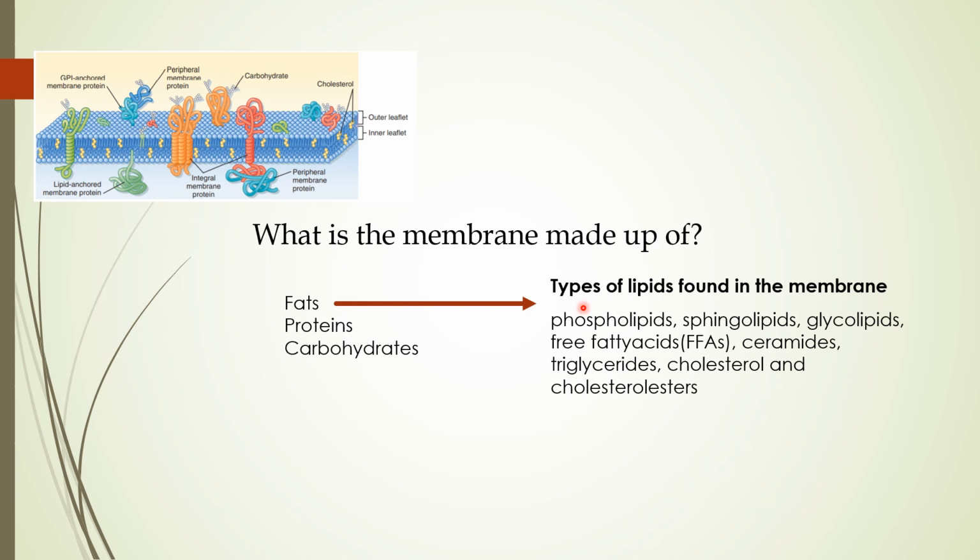This is basically made up of three things: fats, protein and carbohydrate. The types of lipids are phospholipids, sphingolipids, glycolipids, free fatty acids, ceramides, triglycerides, cholesterols and cholesterol esters. These are the major forms.